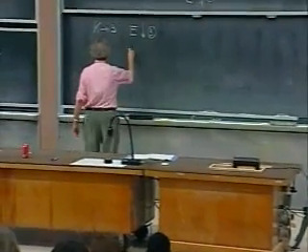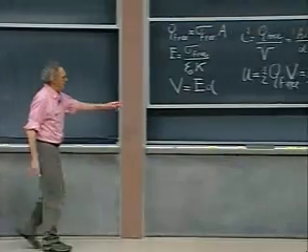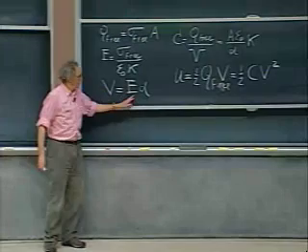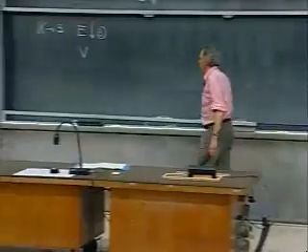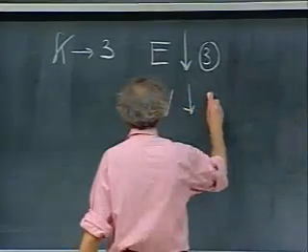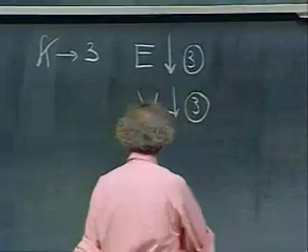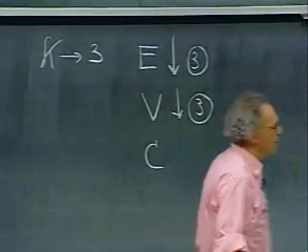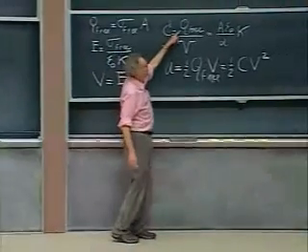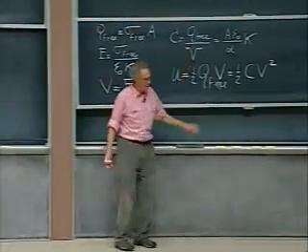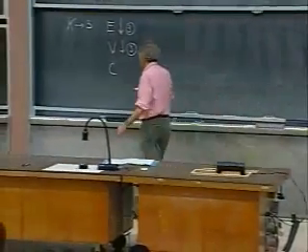What happened with the potential difference over the plates? Well, D wasn't changing, remember. We kept D constant now. So if E goes down by a factor of 3, V must go down by a factor of 3. What happens with the capacitance C? Well, the capacitance is free charge divided by the potential difference. The free charge is not changing, it's trapped. The potential difference goes down by a factor of 3, capacitance goes up by a factor of 3.